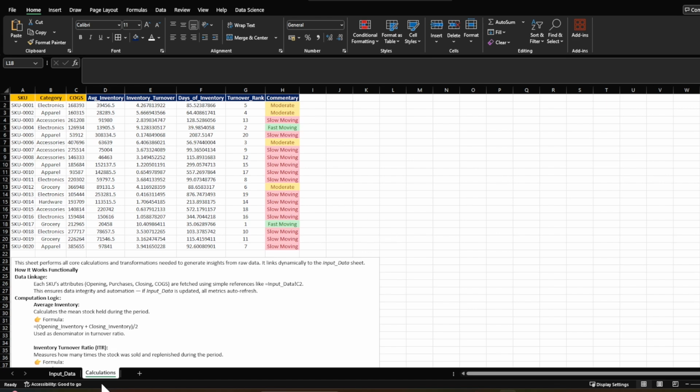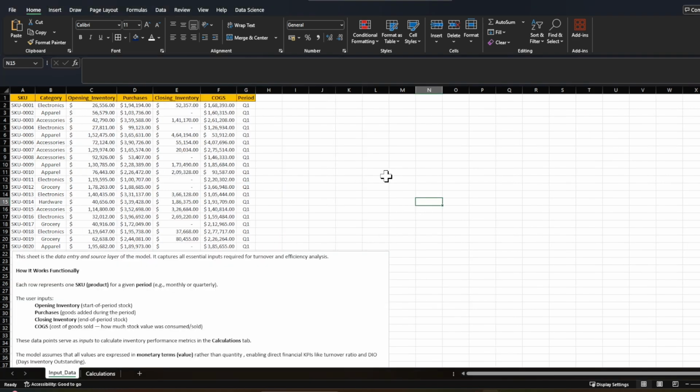Let's start with the input data sheet. Here is the input data sheet in which we have usual data which we can get from any transactional data system or any ERP systems. So how does it start? It starts with the SKU, which item you have and which category it belongs to. It is just an identifier, with no active use in the calculation sheet.